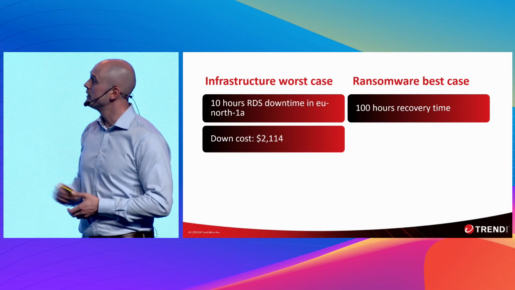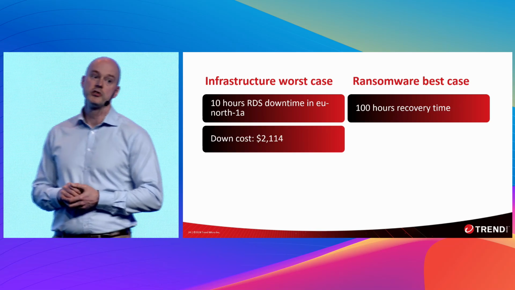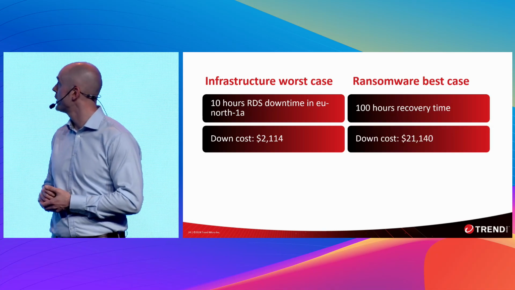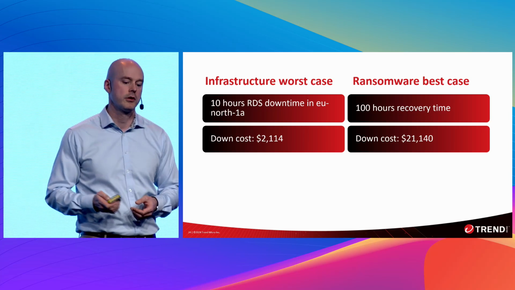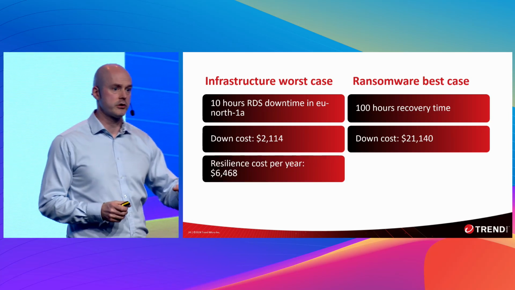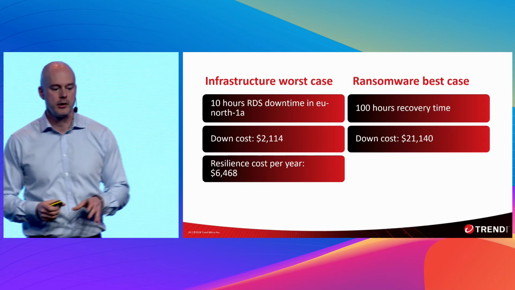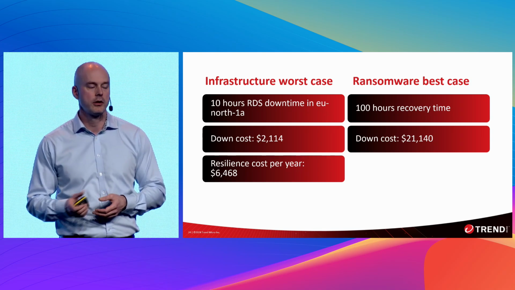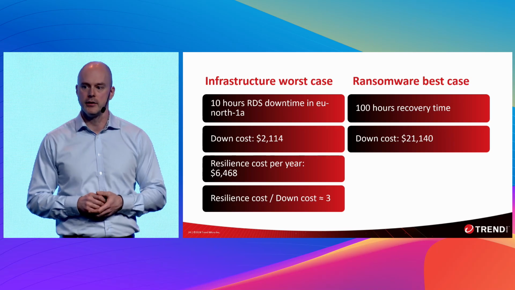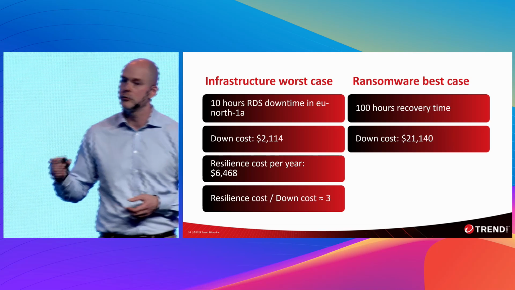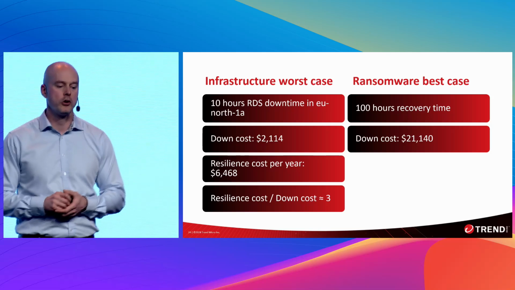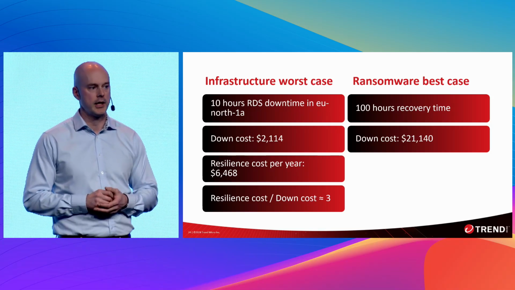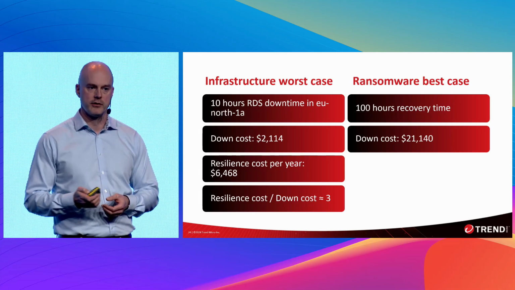the cost of being down for 10 hours, using the previous example, is $2,000. And the cost of being down 100 hours is $21,000. The resilience cost we're paying to mitigate the cost of 2,000 in the RDS layer is $6,000 a year. And if we take that and divide it with the cost of being down, we get a factor of 3. So we're paying almost 3 times the cost of being down in resilience to mitigate a low-risk event.